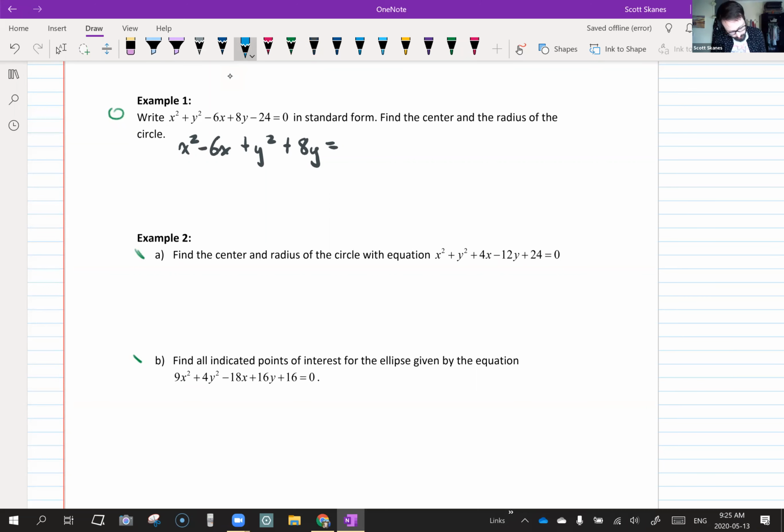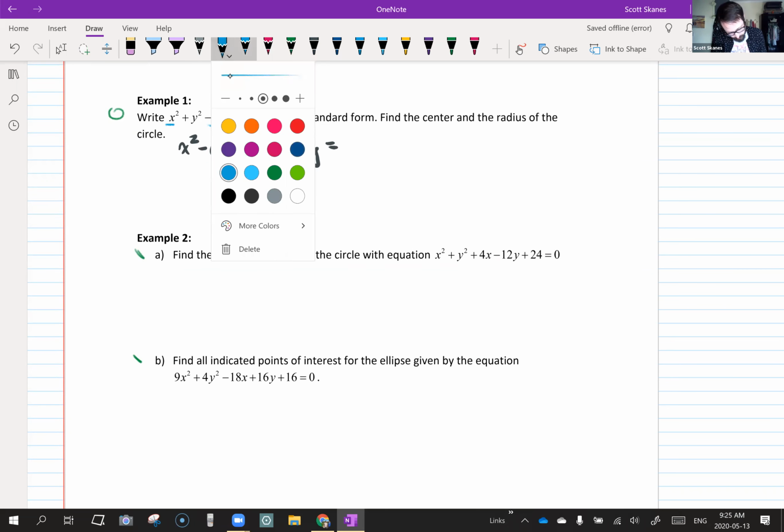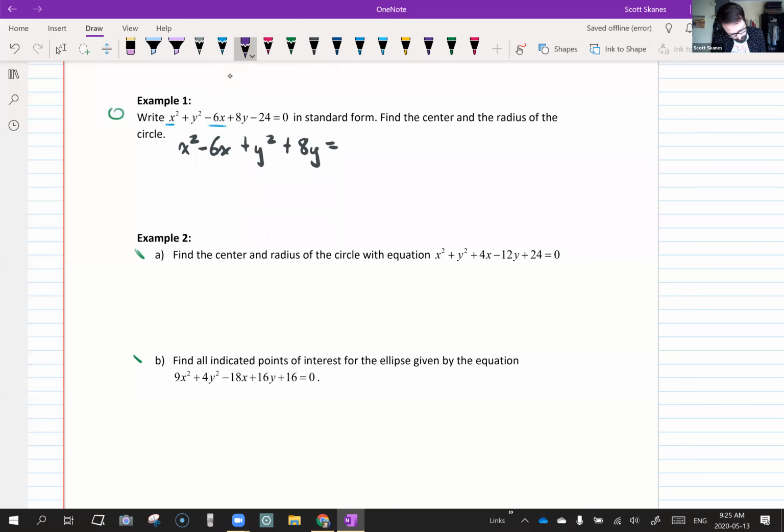So let me color code this. My x's, my y's, and then I'm going to move the constant to the other side, which is 24. That is not completing the square, that is just grouping things. Now I can see that in front of the x squared, I don't have a number. In front of the y squared, I don't have a number, so I'm safe. I can start completing the square.